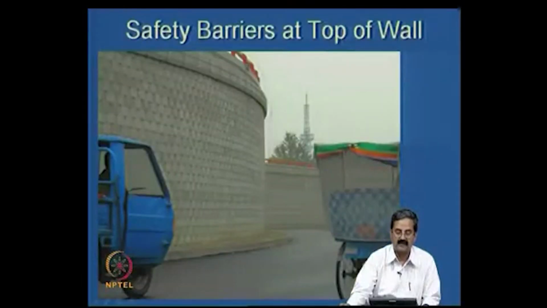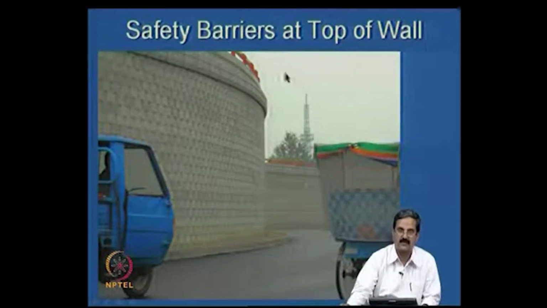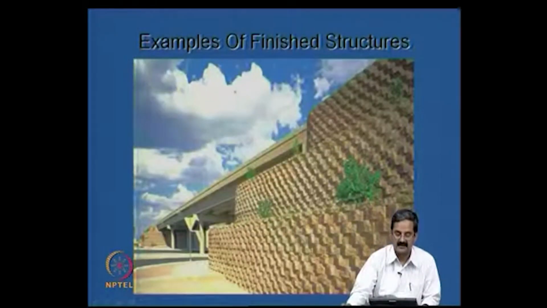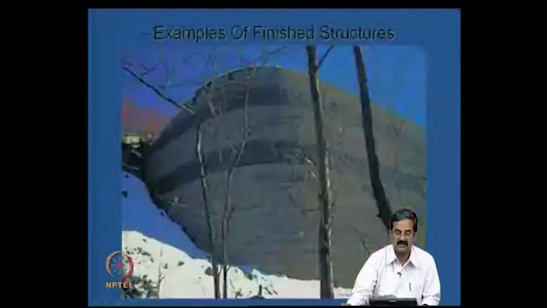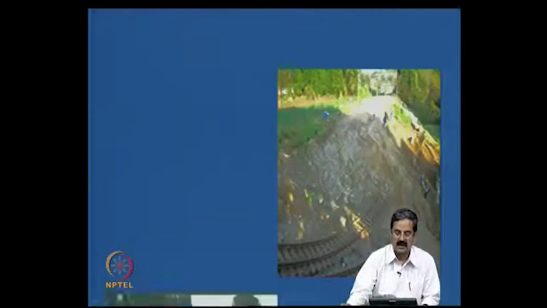Sometimes safety barriers at the top of the wall also should be provided, because once you construct the wall, it should not lead to any problems. You can have nice fencing, and many things are possible. Here are examples of finished structures. This is another one. This is a nice treatment that one can give.